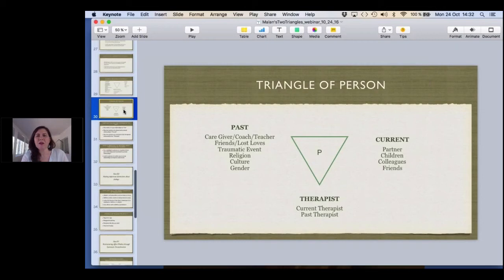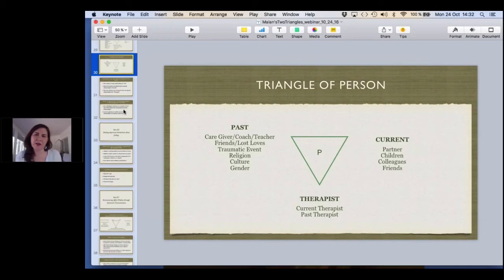So let's go to the triangle of person. I started out as a child and adolescent therapist, and the triangle of person is my most comfortable domain. When children and adolescents walk through your door, you're actually becoming a part of what will be their past pull. So don't be concerned that I put the therapist down at the bottom and the past up at the left. I know on other slides it's switched around. This is just what's more comfortable for me to work with as a clinician.